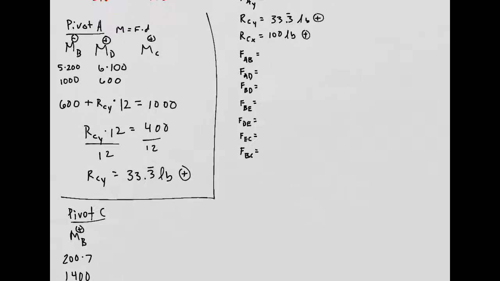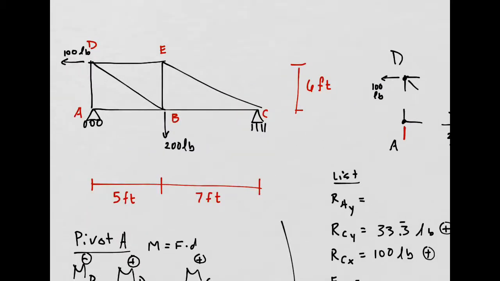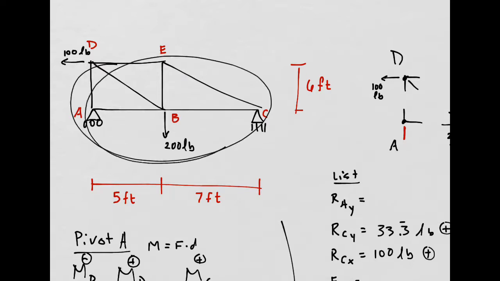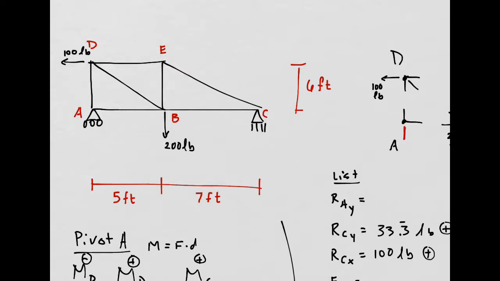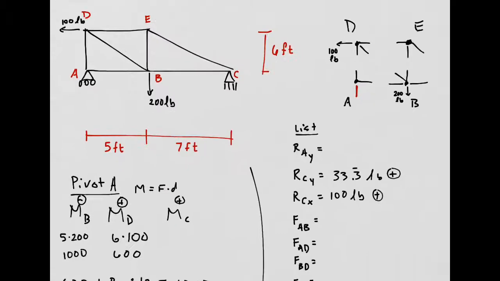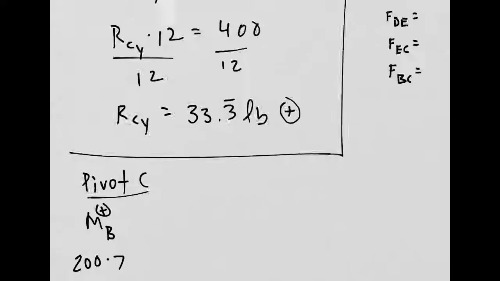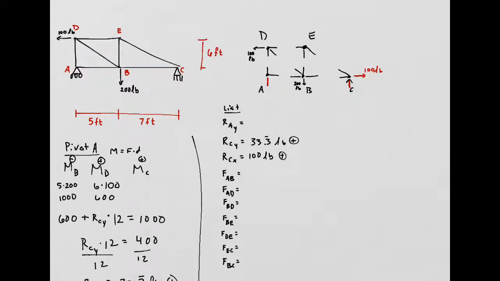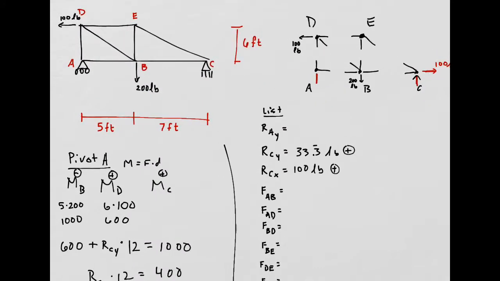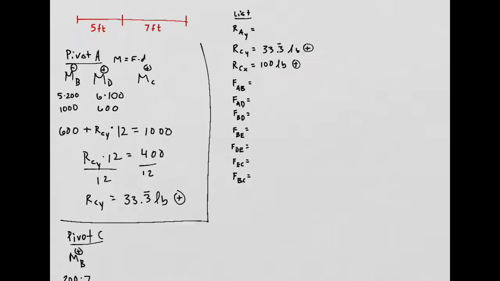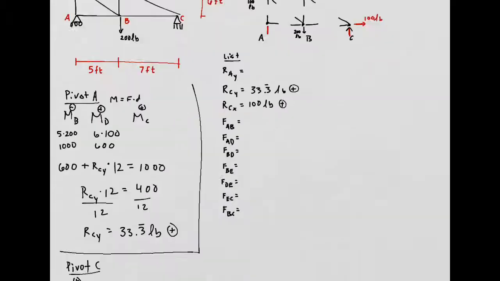I think so. And in the moment, well, if this is the pivot, this is also positive, no? Yeah, this one wants to make it go positive. So what is the perpendicular distance? It's not this distance, because that's parallel. It's this distance, which is 6 feet. So we have 100 times 6. That's 600. That's the moment due to the force at D.